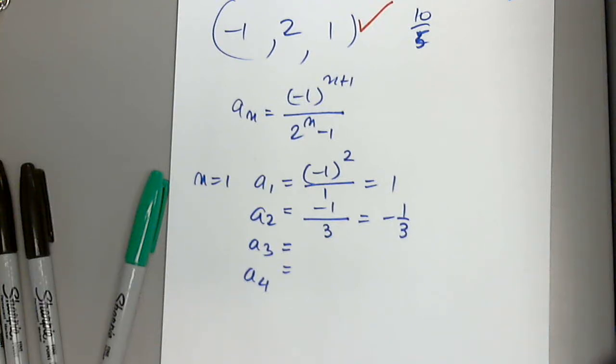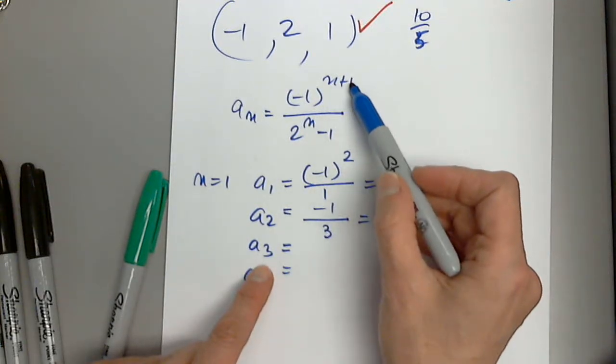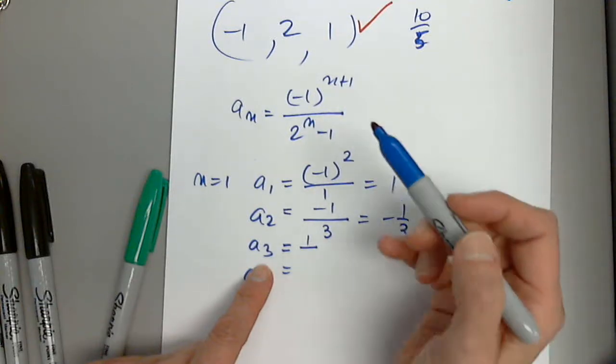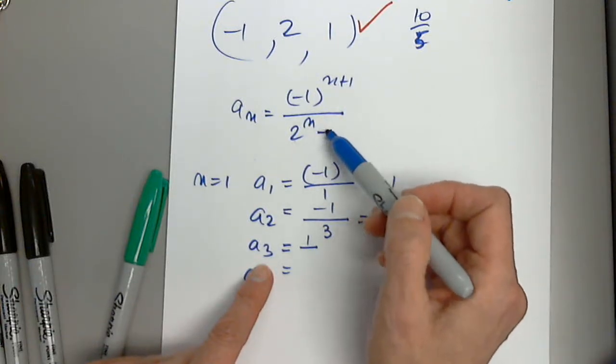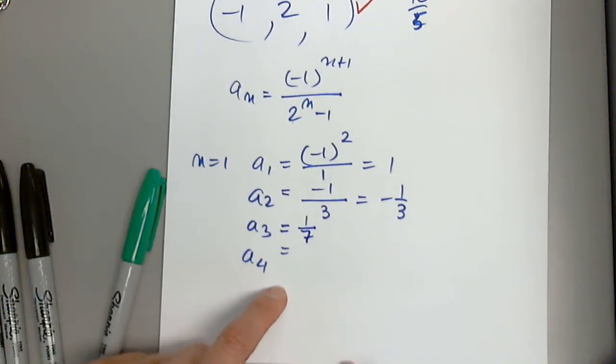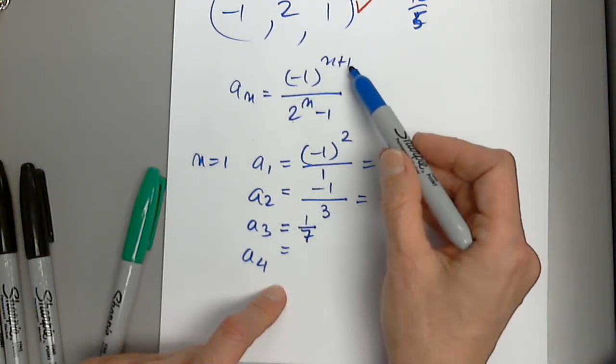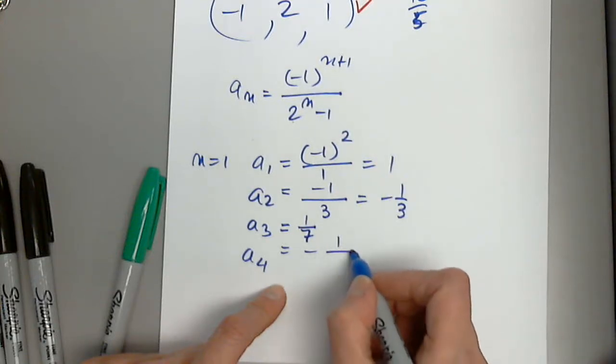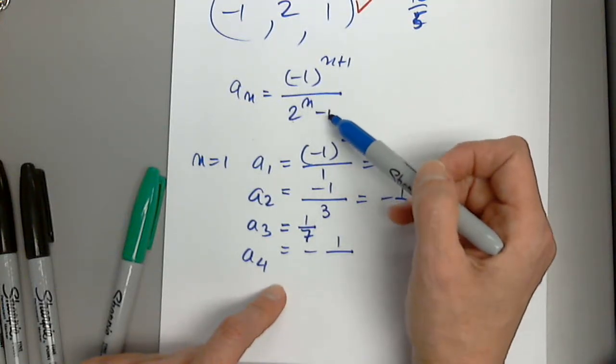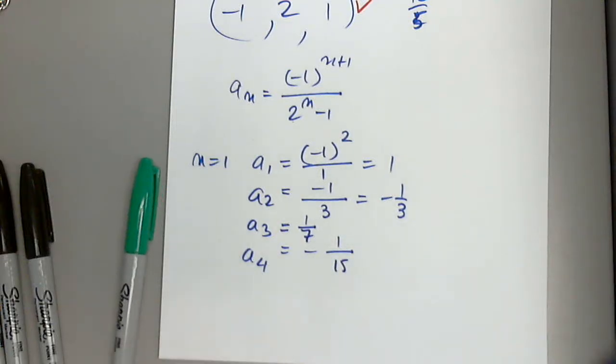Is that okay? So when n is 3, 3 plus 1 is 4. Negative 1 to the fourth power is 1. 2 to the third is 8. 8 minus 1 is 7. Are we okay with these terms? And then a4, 4 plus 1 is 5. Negative 1 to the fifth power is negative 1. And 2 to the fourth, 16. 16 minus 1 is 15. So I determine the first four terms. I determine the first term by making n equals 1 and then so on and so forth. This is from section 8.1.